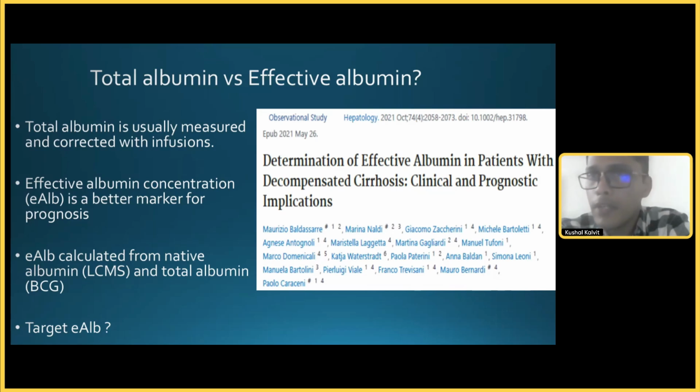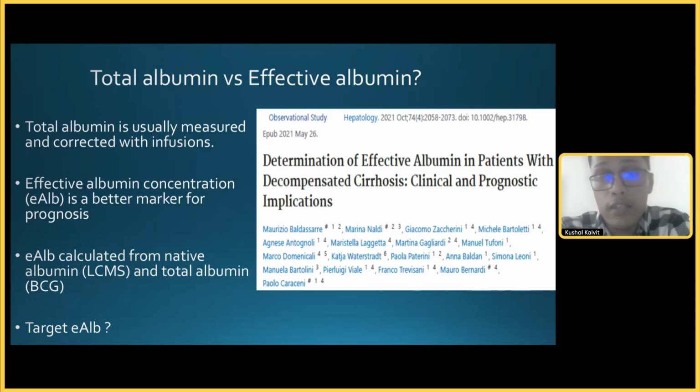And I would like to bring to notice this, even though it's an observational study, it was a really good study done by Maurizio Baldassarre in 2021, and they have done a very sophisticated study where they calculated the concentration of native albumin first in patients with decompensated cirrhosis, and that was done by liquid chromatography and mass spectroscopy. And then they calculated the total albumin by a bromocresol green method, and they used a formula from which the effective albumin concentration was calculated. And they followed these patients, and it was observed that the effective albumin concentration is a better marker for prognosis.